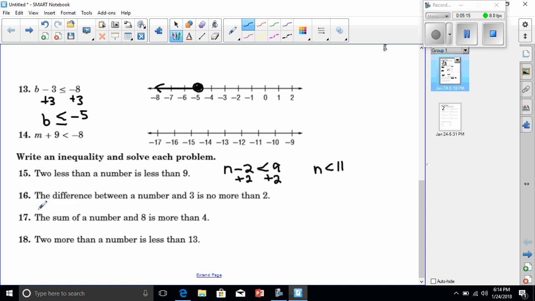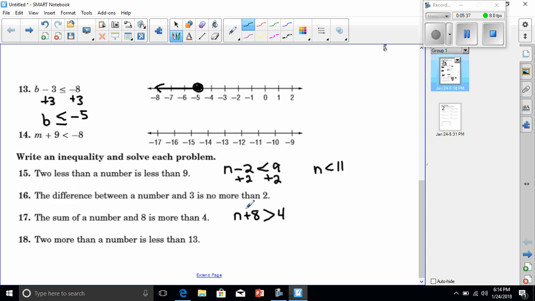Let's go with number 17 next. The sum of a number and 8 is more than 4. Well, the sum of some number, that sum means adding, so I'll add n to 8. This is more than, which means the greater than sign, 4, which means 4 will be on the other side.